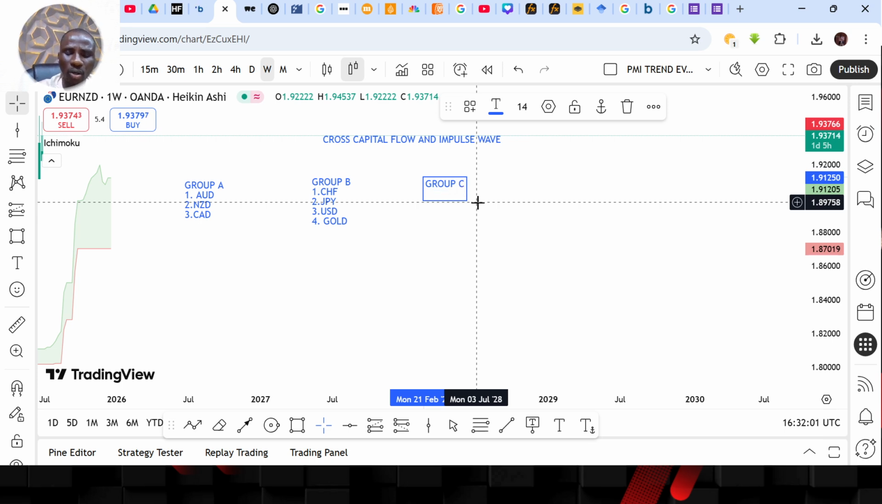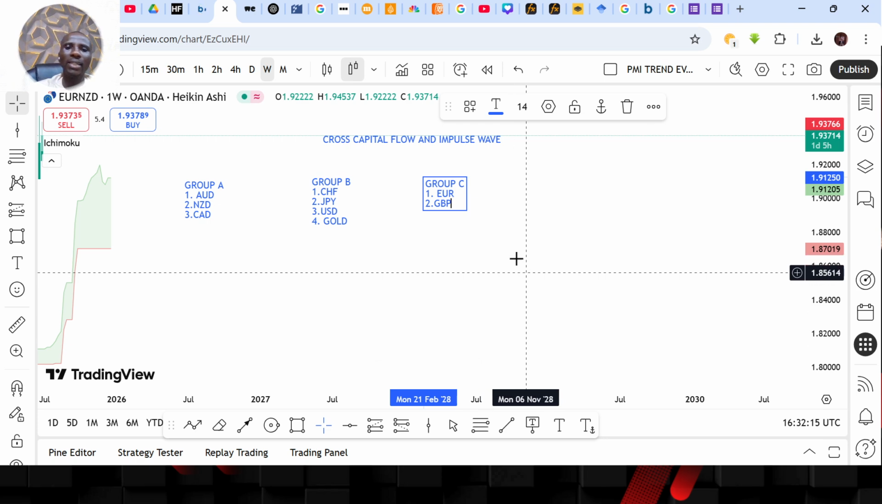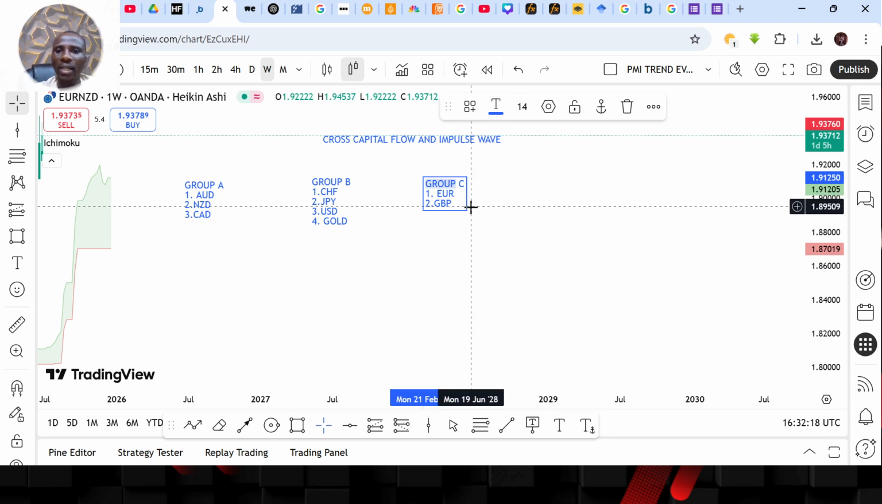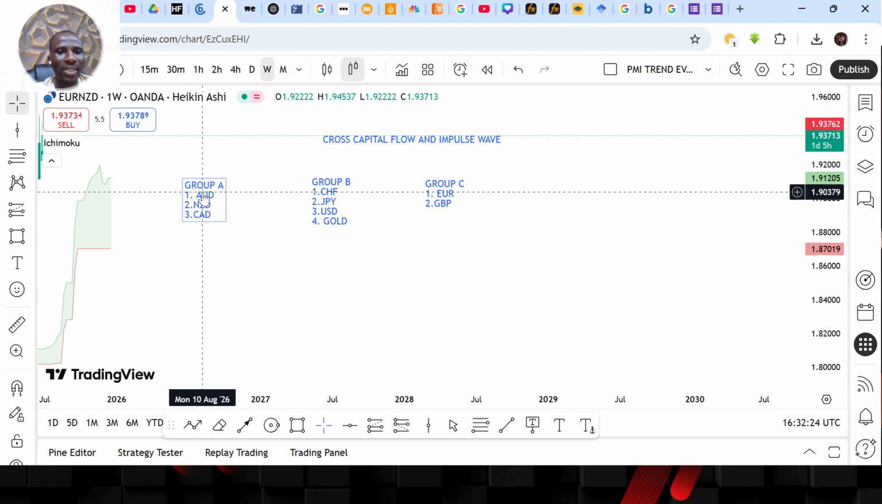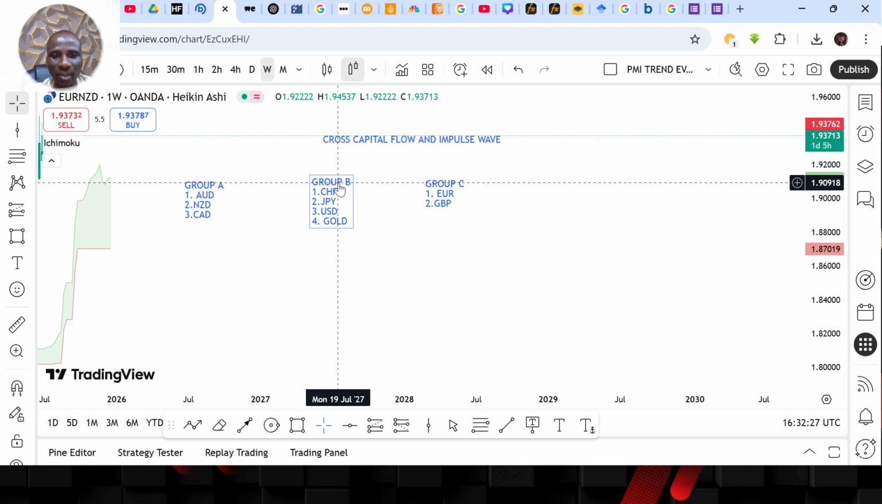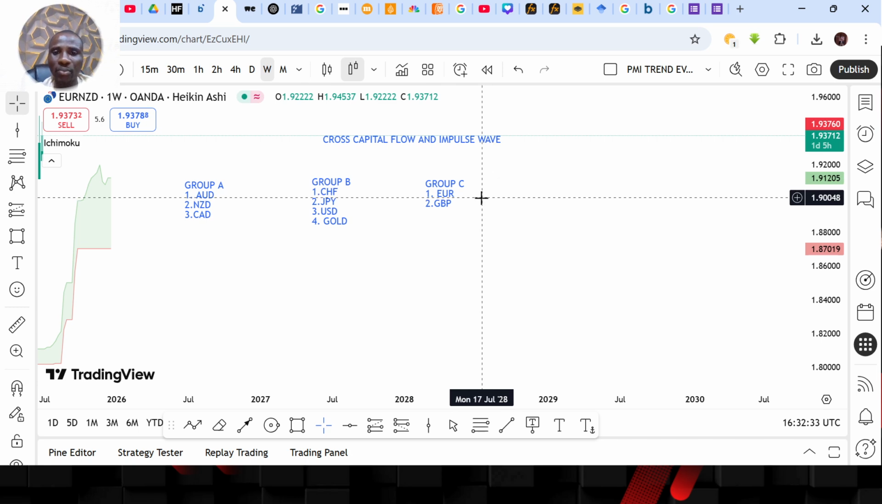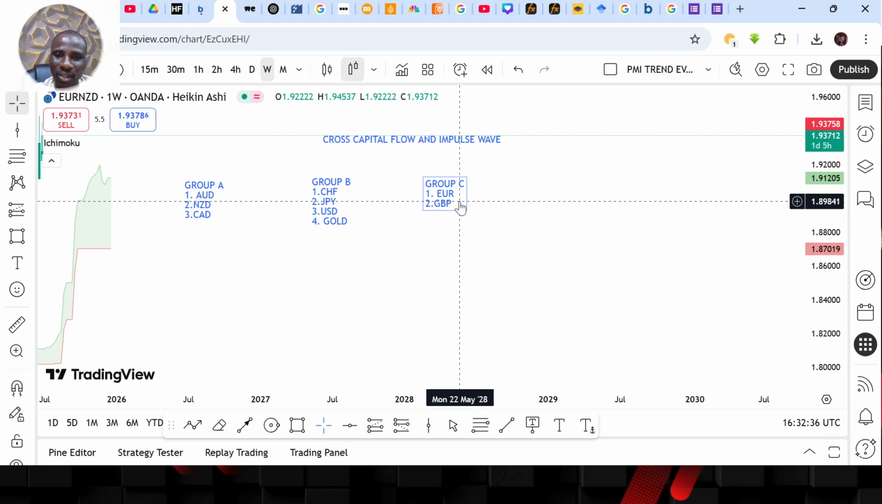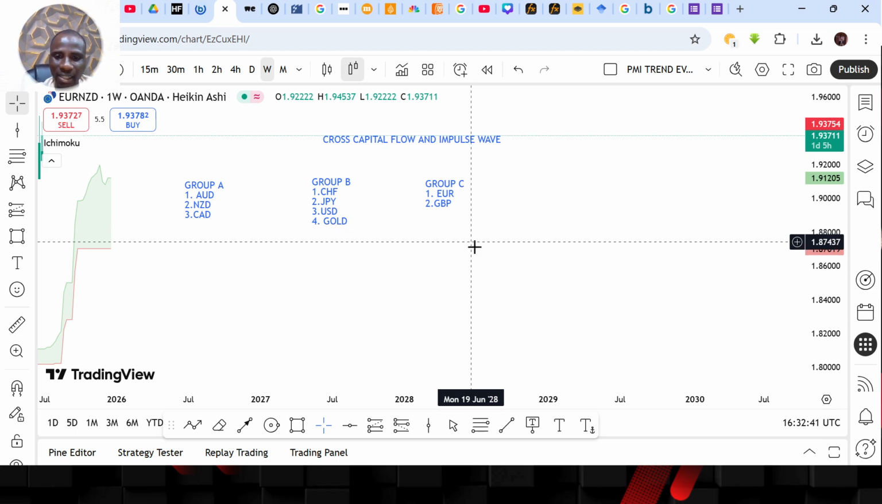Now, group C is what we call dollar aversion currency, and it includes the euro and the British pound, GBP. These are the three groupings that we have, and it's important for you to know the dynamics behind these high yield commodity currencies, the low yield safe haven currencies, and the dollar aversion currencies. Listen to that video that I'm talking about. You might need to check for it on this channel. Capital flow secret code, currency grouping, I think that's the title of the video.